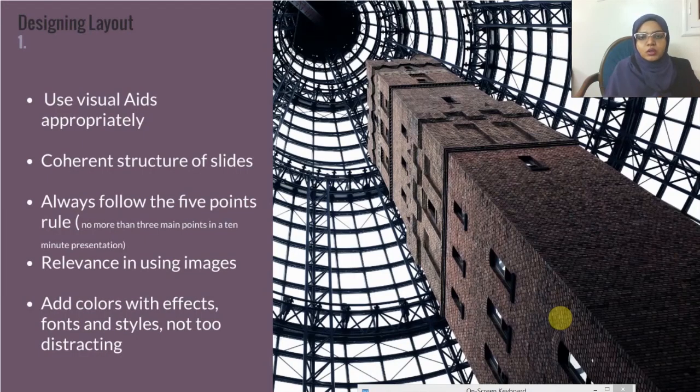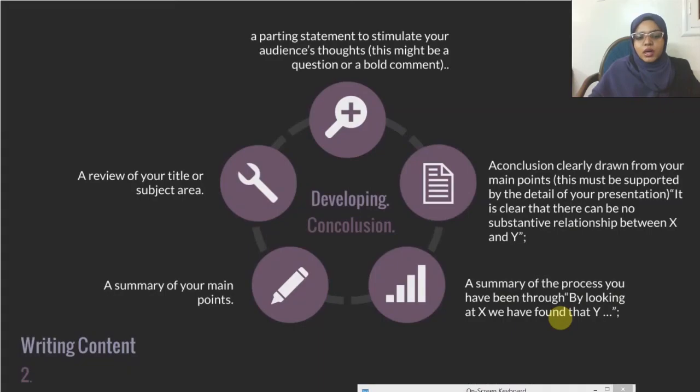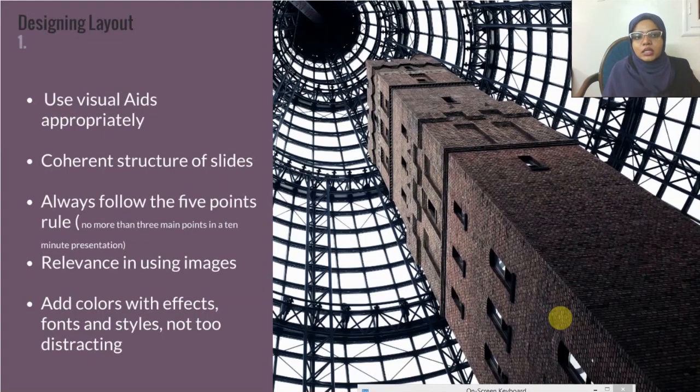So we are done with the first part of preparing for a presentation and writing the content, and here we have designing the layout. When designing a layout, instead of the presentation software offered by Microsoft, you have other applications that can help you to design a very attractive layout.